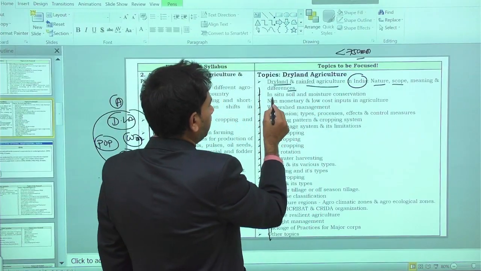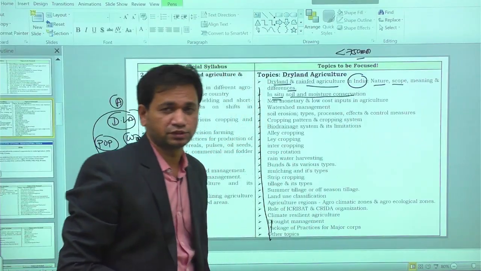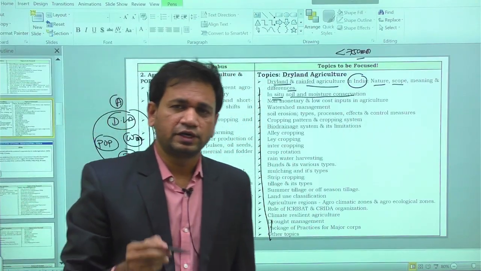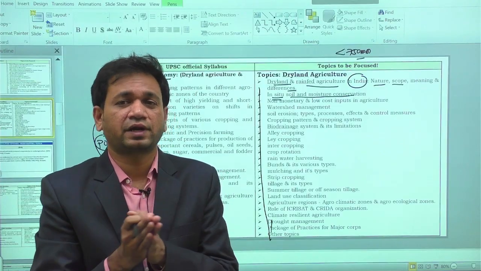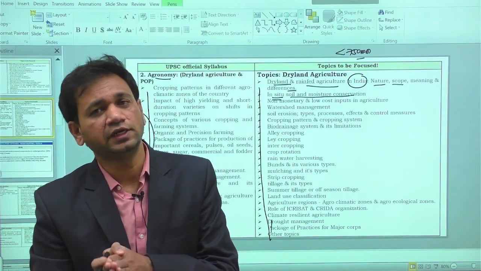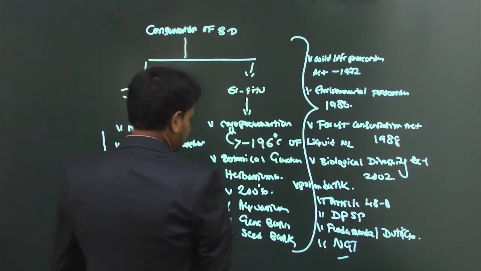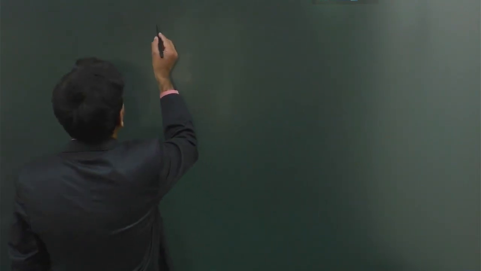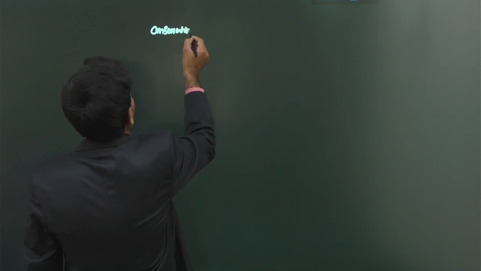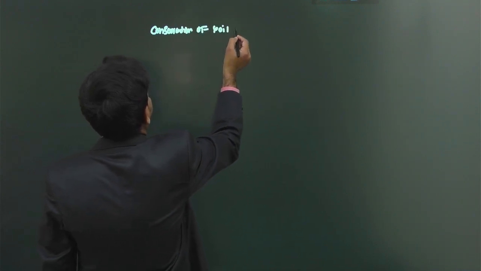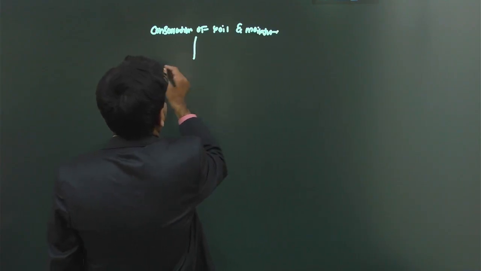Then apart from that, we have the syllabus topic called in situ soil and moisture conservation practices, right? In order to conserve the soil and moisture, especially in dryland agriculture, different kinds of practices are used. To conserve the moisture in dryland agriculture, there are different techniques.